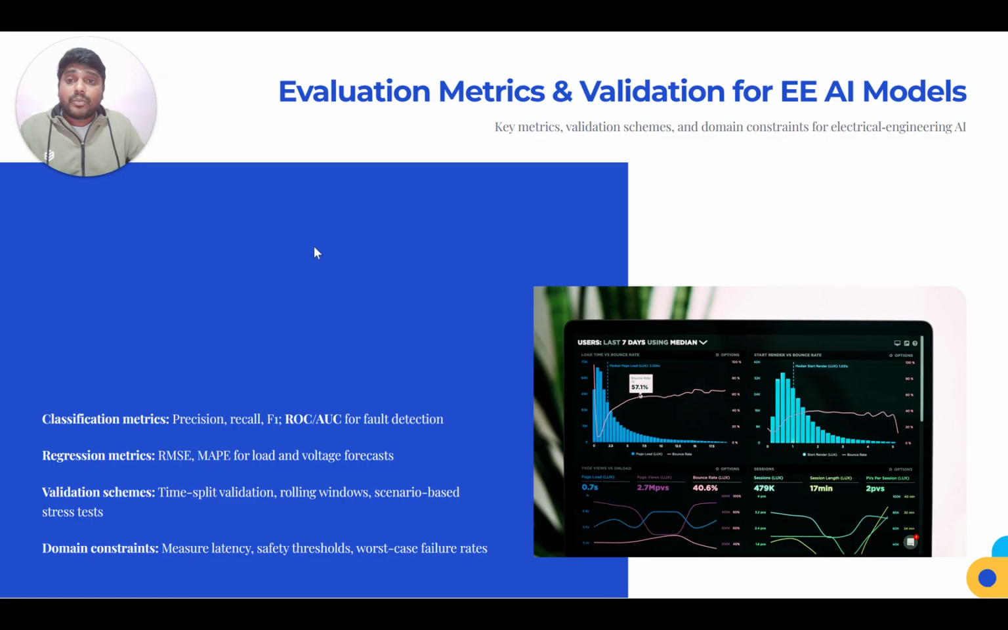For regression problems like load and voltage forecast, we use RMSE and MAPE as we discussed earlier. Our validation scheme must account for time. We use time split validation, rolling windows, and critically, scenario based stress tests to ensure the model handles extreme events. Finally, we have unique domain constraints that supersede pure accuracy. This includes strict latency, adherence to safety thresholds, and managing worst case failure rates.